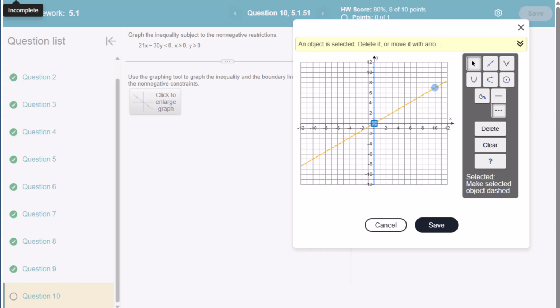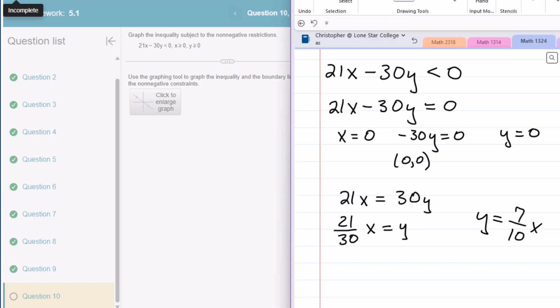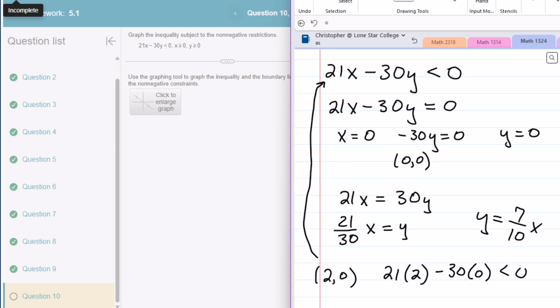I can't pick 0, 0 because that's on the line. I need to pick something not on the line, so I'm going to pick 2, 0. So let's see, 2, 0. So 21 times 2 minus 30 times 0. Is that less than 0? Well, 21 times 2 would be 42. And is 42 less than 0? No way. So 2, 0 fails.